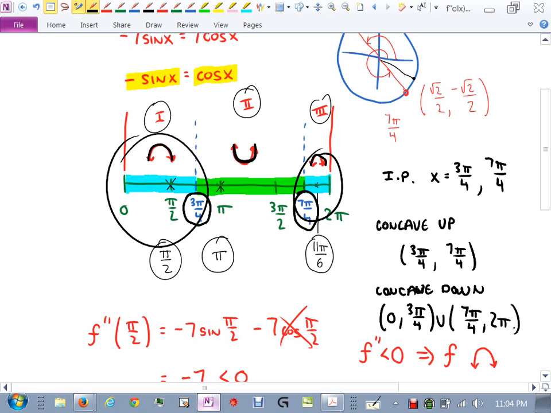Let's see, inflection points, yeah. Got the concave up, concave down. Yeah, all right. So that should do it for that.